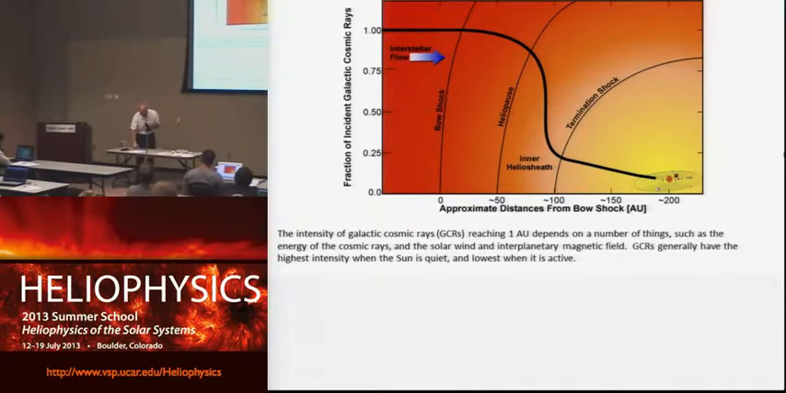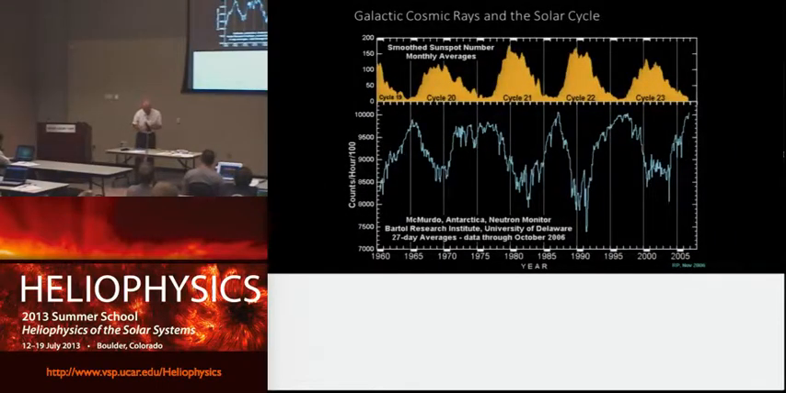Nevertheless, they come in, they get reduced, and let's talk about how that happens. There's the well-known anti-correlation between the sunspot number and the cosmic ray intensity. I don't know whether you all know that or not, but I'm just stating this as a fact.